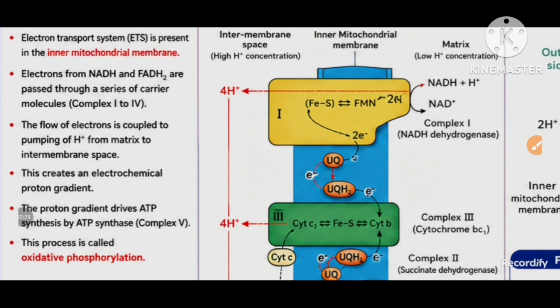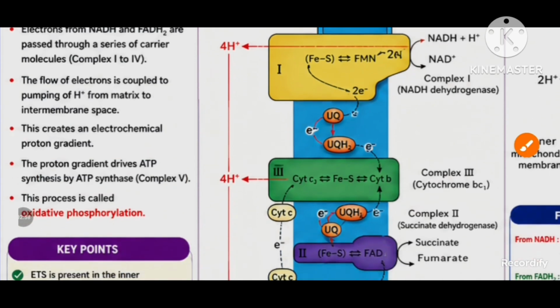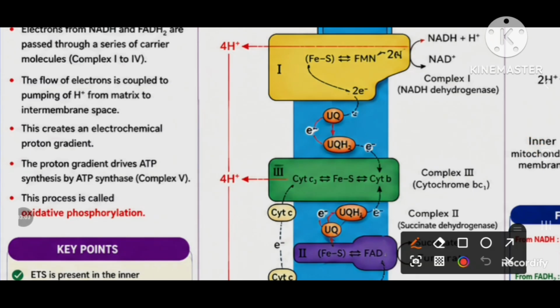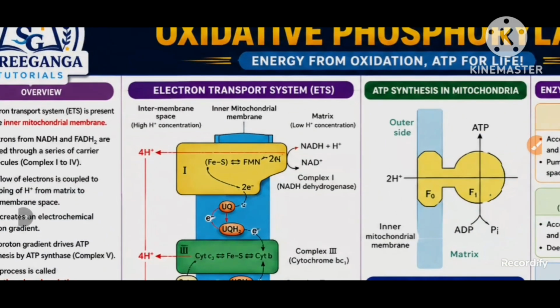This movement of H plus ions from the matrix to the intermembrane space creates an electrochemical proton gradient. The proton gradient drives ATP synthesis by the ATP synthase complex, which we can include as complex number 5. This synthesis of ATP by the enzyme ATP synthase complex is called oxidative phosphorylation. So these are the main key points of the electron transport system.